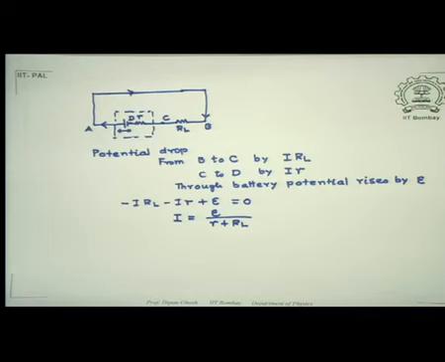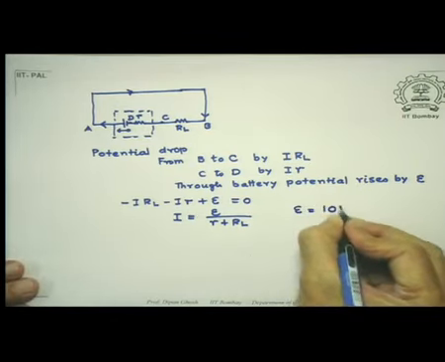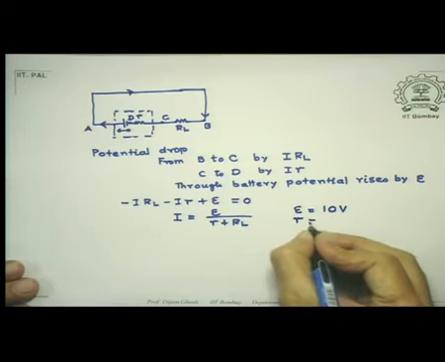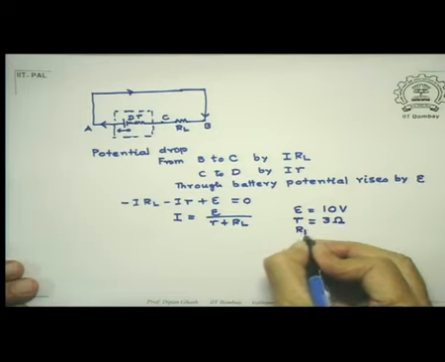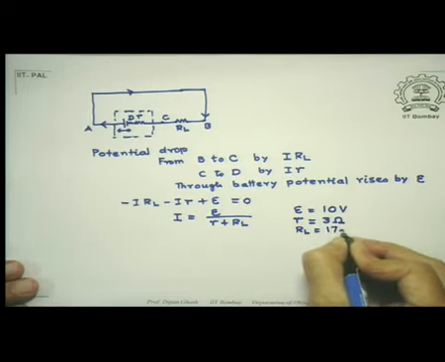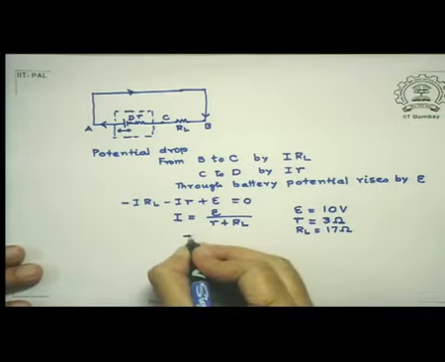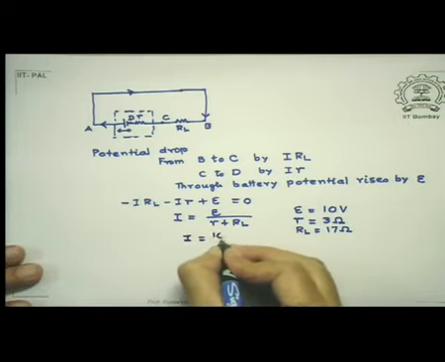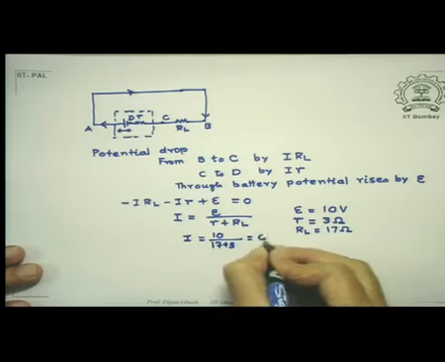For definitiveness, let me take E to be equal to 10 volts, the internal resistance to be 3 ohms, and the load resistance to be 17 ohms. 3 ohms is rather a large internal resistance. The current in that case will be 10 divided by 17 plus 3. So that's equal to 0.5 amperes.